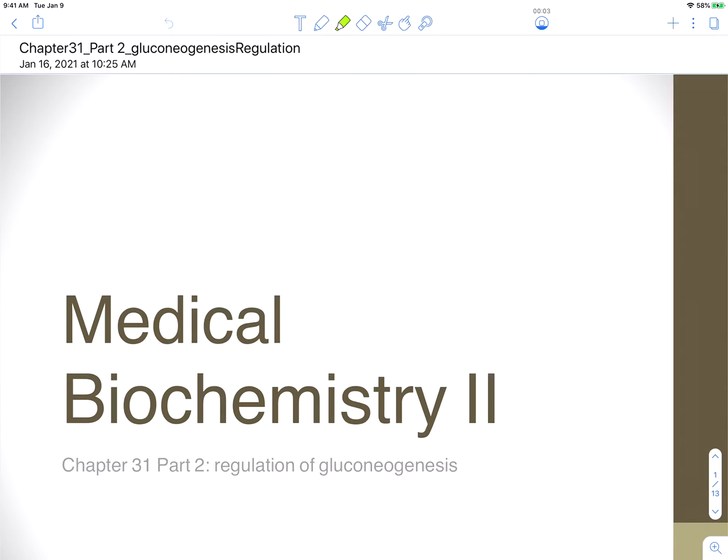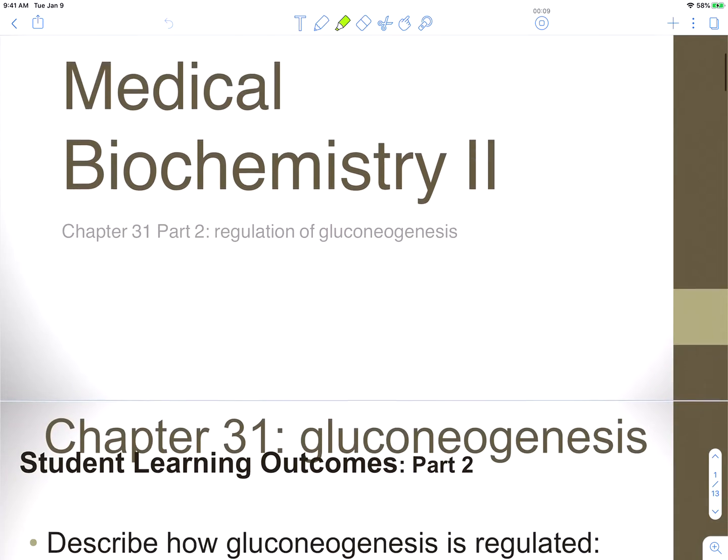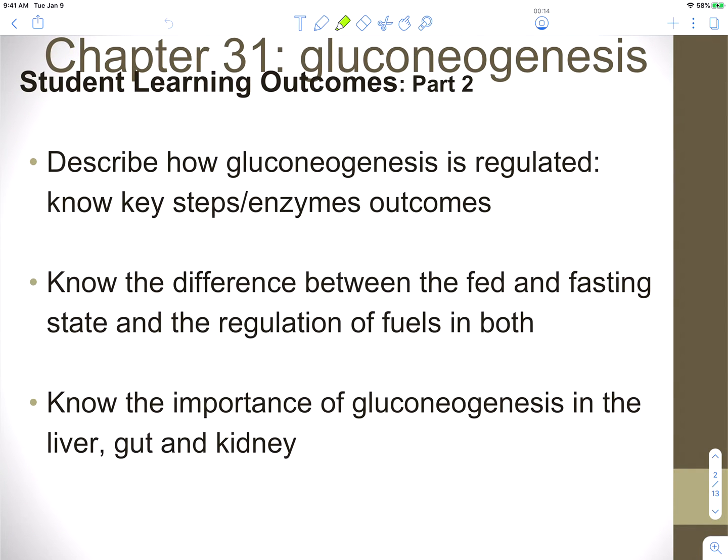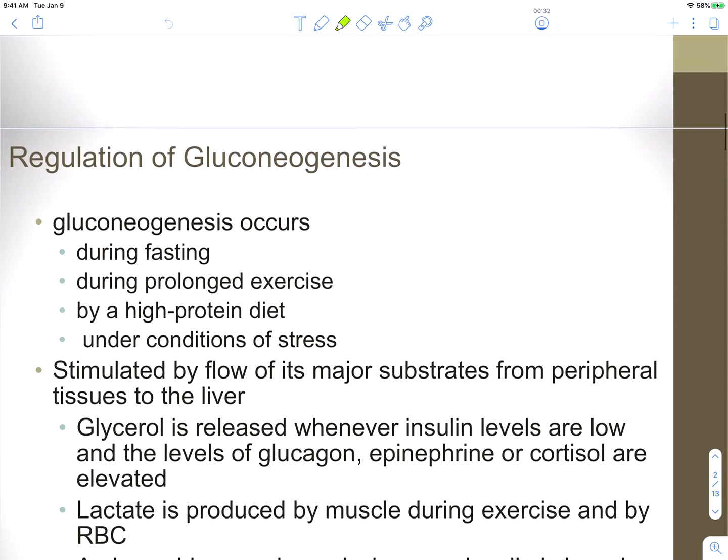Okay, so in this lecture, we're going to talk about how gluconeogenesis is regulated. We talked about the key steps of gluconeogenesis, so obviously those steps are going to be highly regulated. We're going to talk about how the different enzymes are turned on and off between the fed and fasting stages. And the importance of gluconeogenesis, again, we'll highlight liver, gut, and kidney.